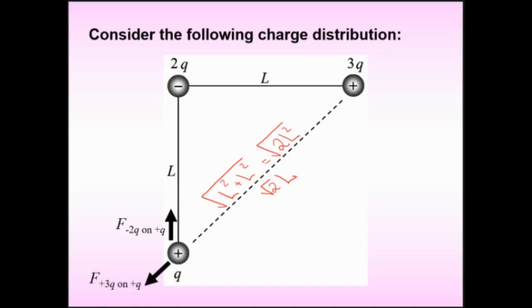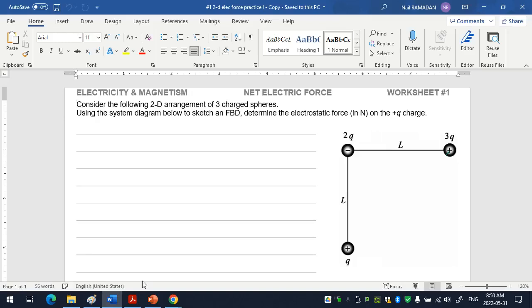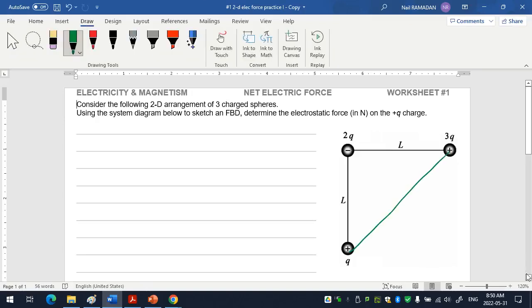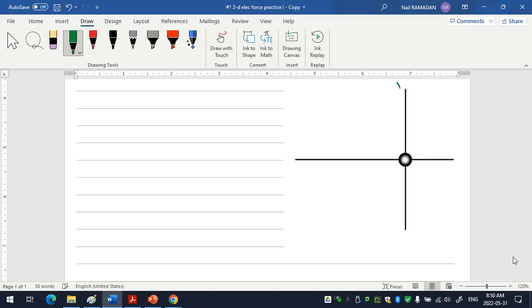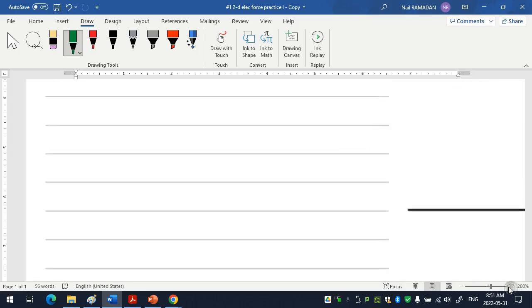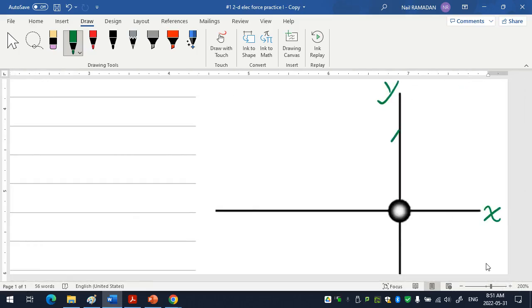Now we have to start with what? With the actual FBD. So we just finished this one. Okay. So let's put the FBD. Obviously this is my Y and this is my X. Where's my first force? Which way is it pointing? Yeah, straight up. Let me zoom in for you. So my first force is straight up, and we're going to call it F 2Q on Q.